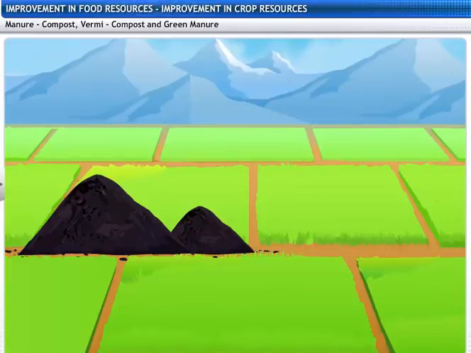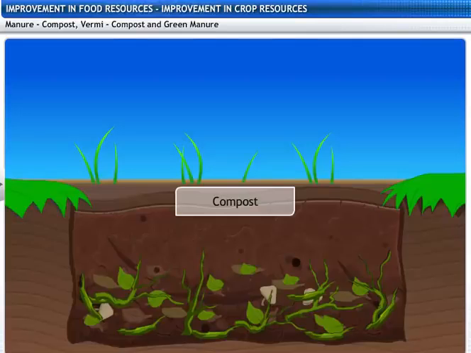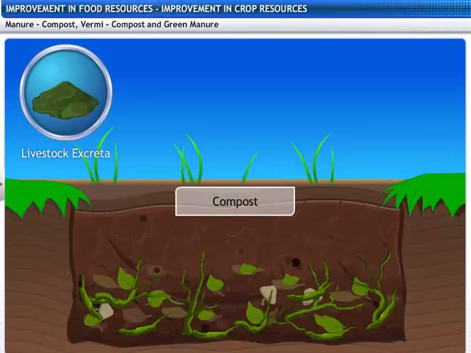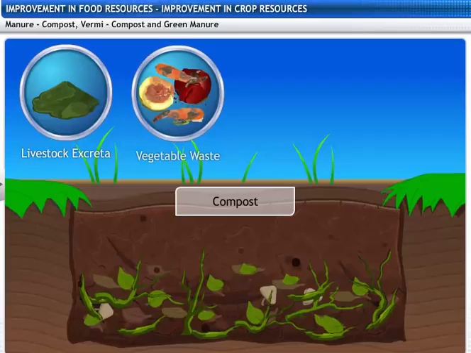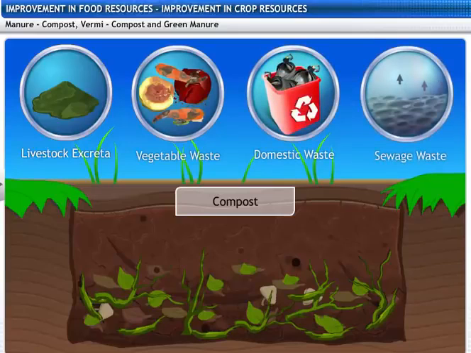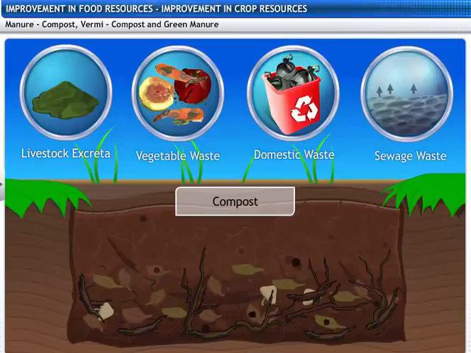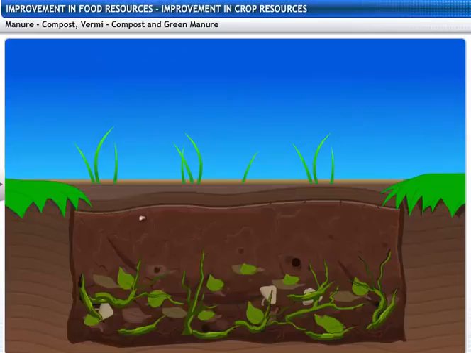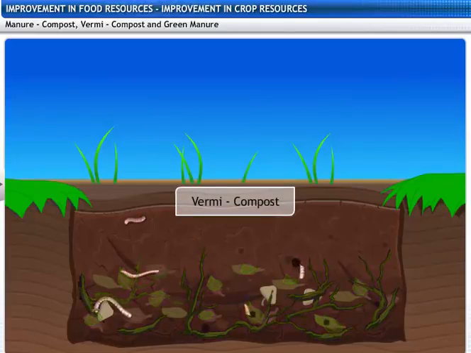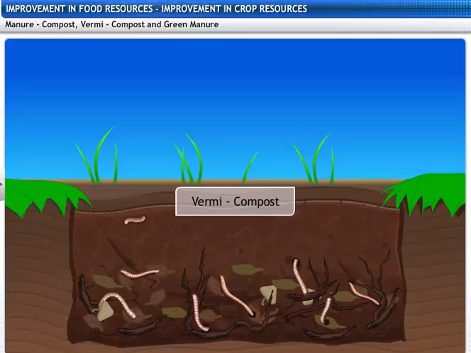Let's focus on compost first. Compost is prepared by decomposing farm waste like livestock excreta, vegetable waste, domestic and sewage waste in pits. This process is called composting. Compost is also prepared by using earthworms to fasten the decomposition of plant and animal wastes. This is called vermicompost.